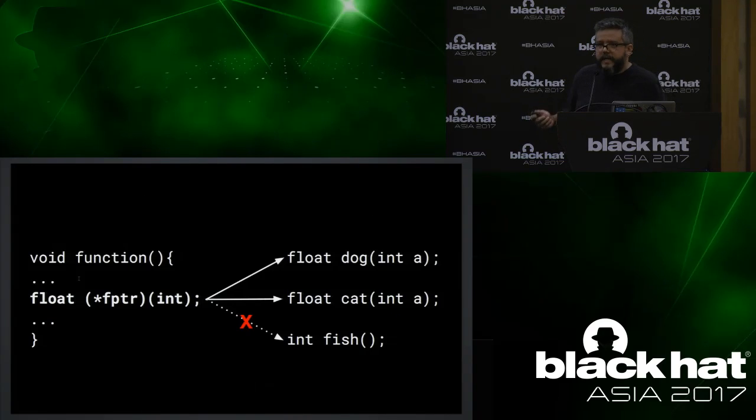So just to make it clear, we have an example here. We have this function pointer here which is FPTR. It's a function pointer of the type that returns a float and receives an int as an argument. And using this function pointer, we can call the function dog and the function cat because they have the same prototype. They return float and receive an int as argument. But you cannot use this function pointer to call the function fish because it has a different prototype. Okay, so I think it makes it clear.